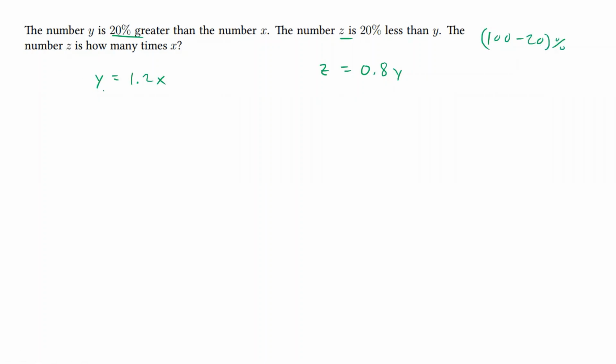We can substitute y is equal to 1.2x into here to get z is equal to 0.8 times 1.2 times x. Simplifying 0.8 times 1.2 gives 0.96x. Thus, z is 4% less than x.